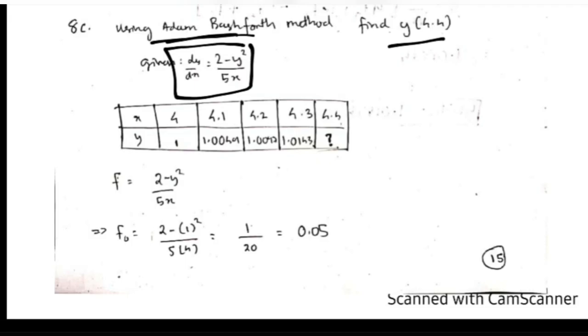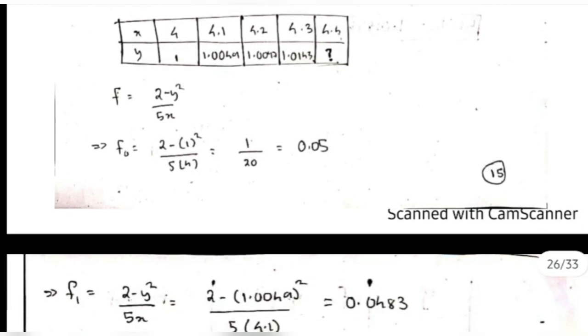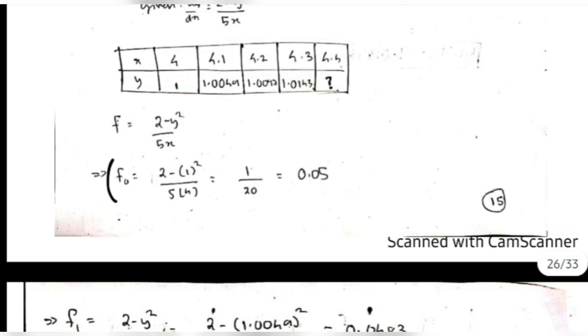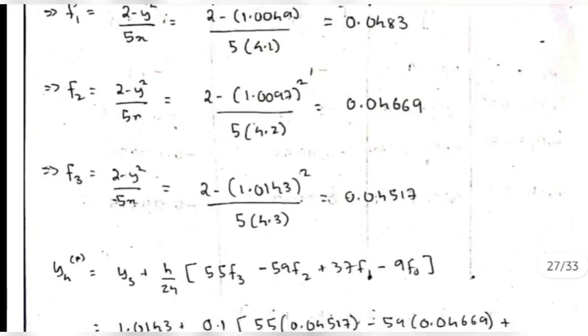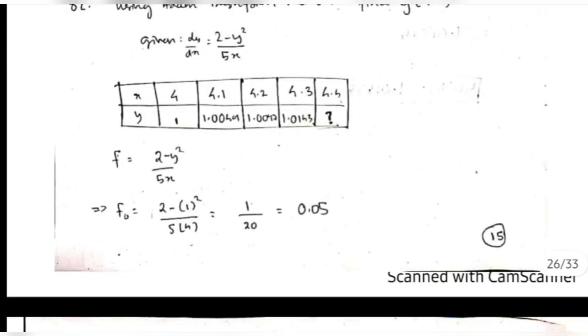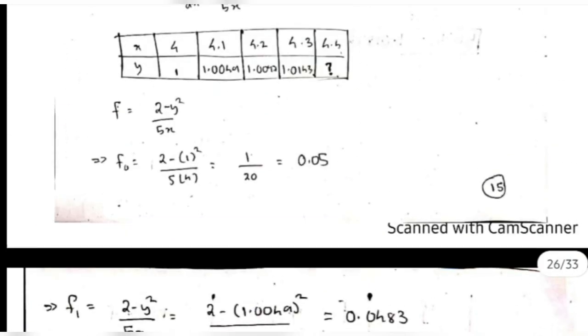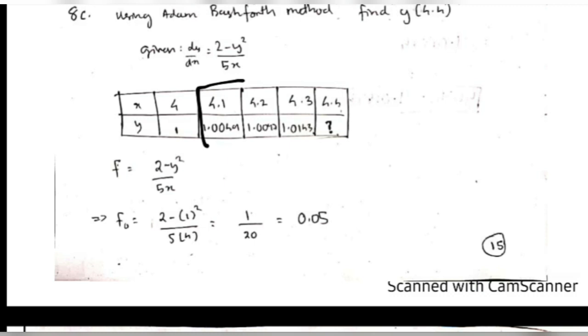We have been given this equation and this table. Now, similar to the previous question, we have to find f0, f1, f2, f3. See, how will you find f0? This is x0 and y0. In the function (2 minus y square) by 5x, instead of y and x we will be using these x0 and y0 values. We will get one answer, that is f0. For f1 we will be using the x1 and y1 values, these two values.